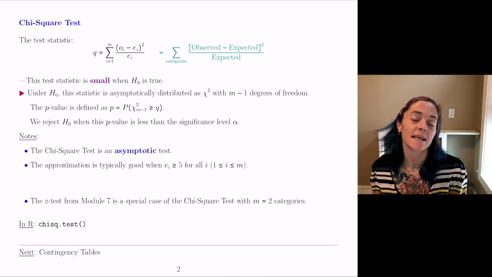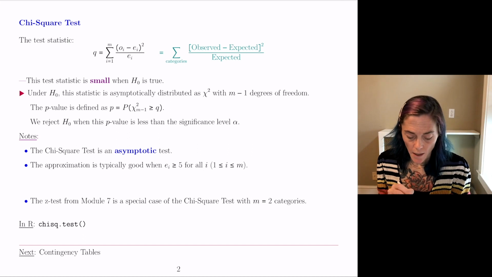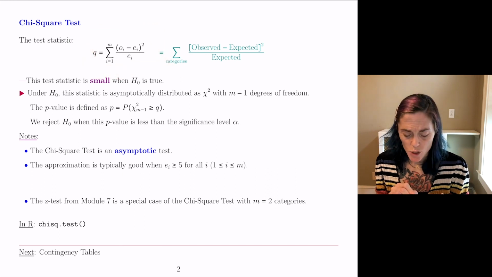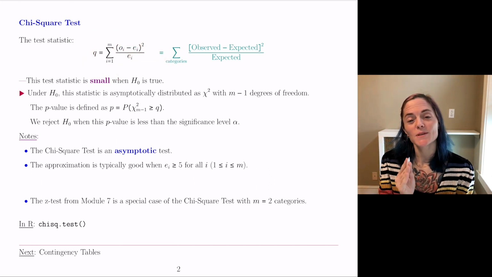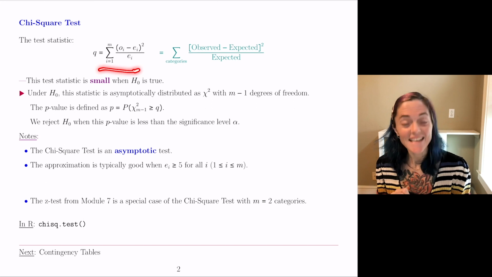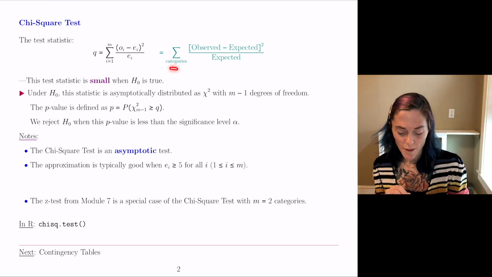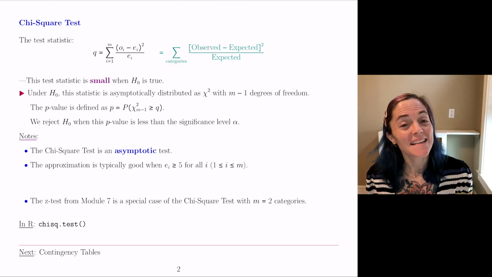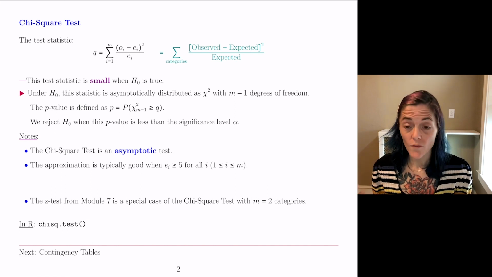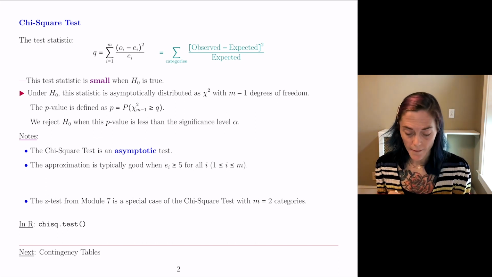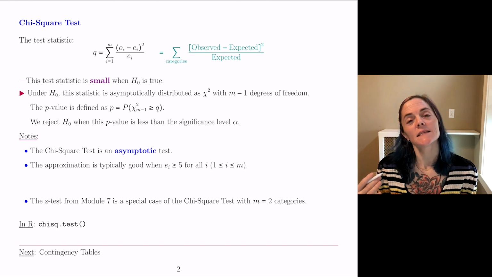Now, the test statistic for the chi-square test, we add up for all M categories. Here we take the square of the difference between the observed and the expected, and then it's normalized by the expected number. That is this Q. I've also just written it in words here. We take observed minus expected squared, and then, as I mentioned, normalized by the expected. We add up over the categories. You notice that Q is non-negative because we have this square in the numerator. Moreover, the test statistic is small when the null hypothesis is true.